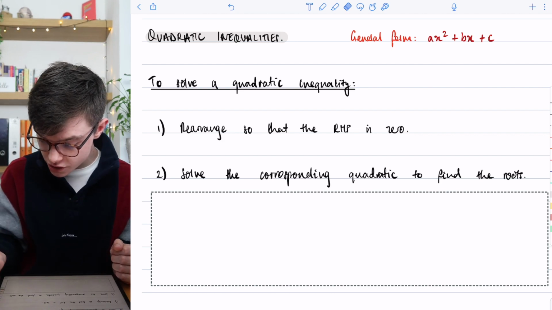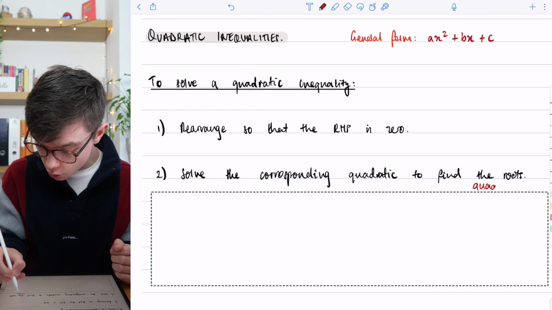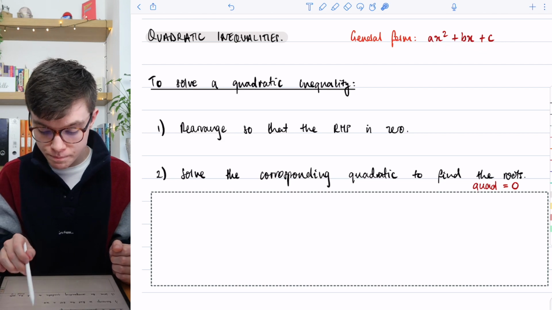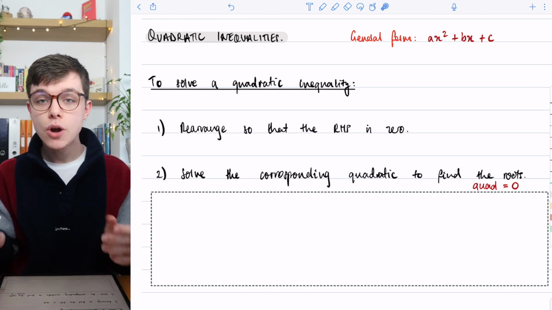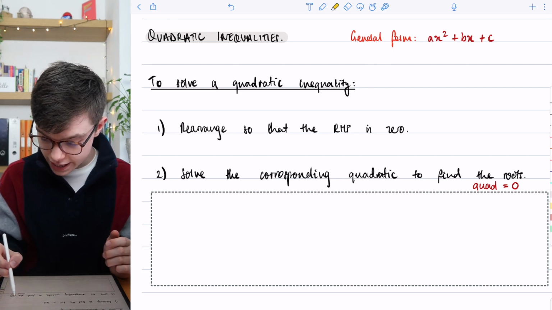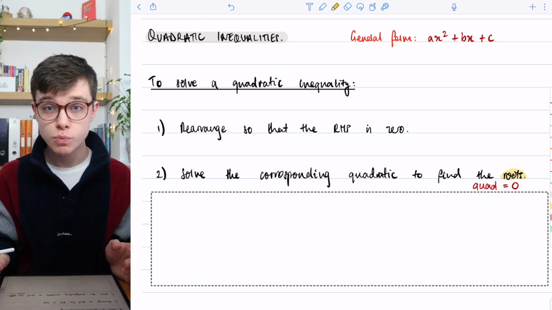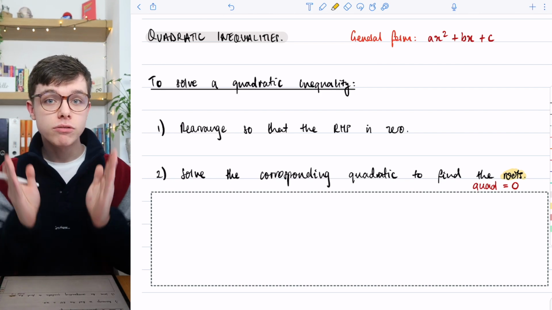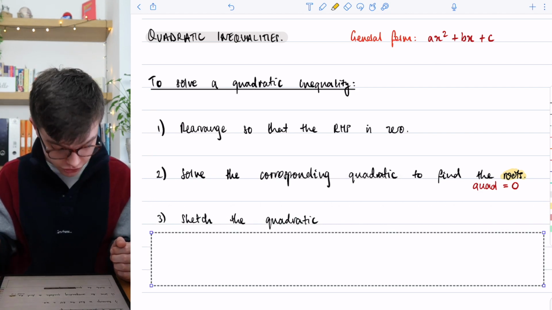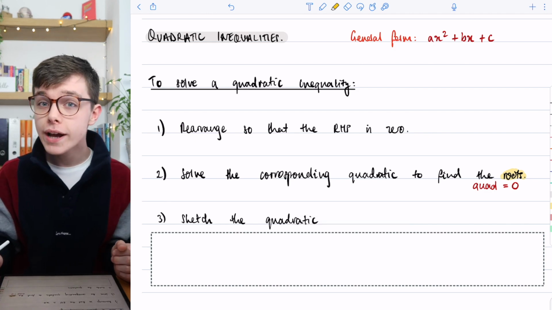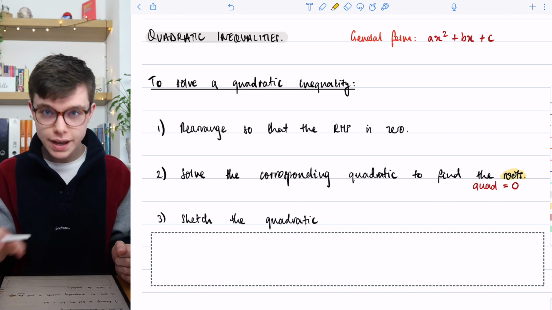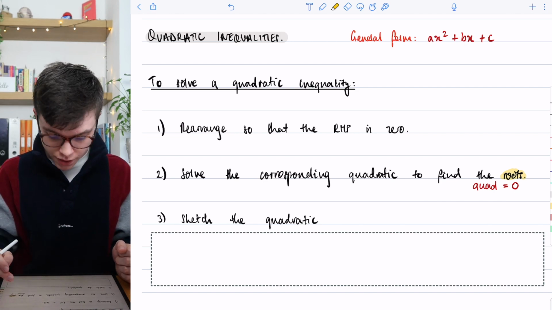Now to find the roots, you set the quadratic equal to 0. So you'll have a quadratic in this form, ax squared plus bx plus c. Once you've rearranged, set that quadratic equal to 0 to find the roots. And remember, the roots are just where the quadratic equals 0, where we cross the x-axis. Once you've done that, you want to sketch the quadratic. We've done quite a lot of quadratic sketching, so you should hopefully be confident with that. If not, you can watch some other videos. So that's the third step.